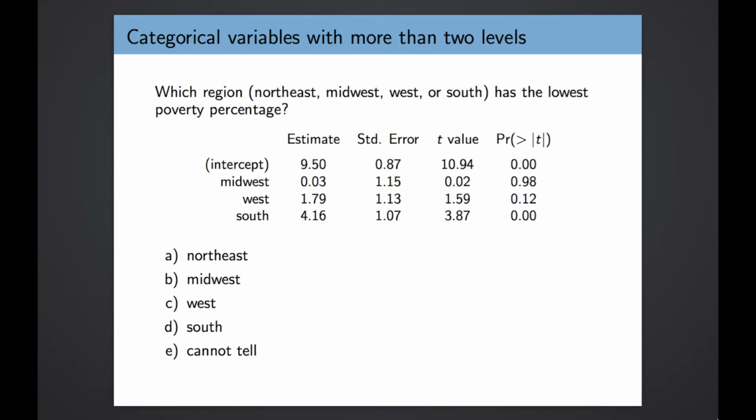So based on this output here, all of these different estimates for the different slope coefficients for each of these variables in the model, see if you can tell which of the regions, Midwest, West, South, or the reference category, Northeast, in which region do we have the lowest poverty percentage. Pause the video and see if you can puzzle that one out.